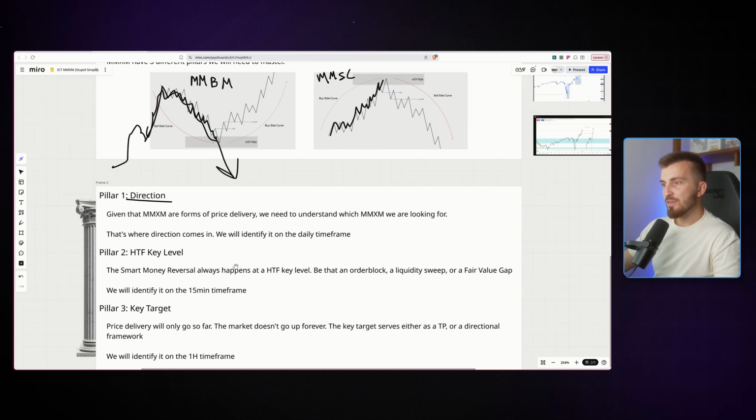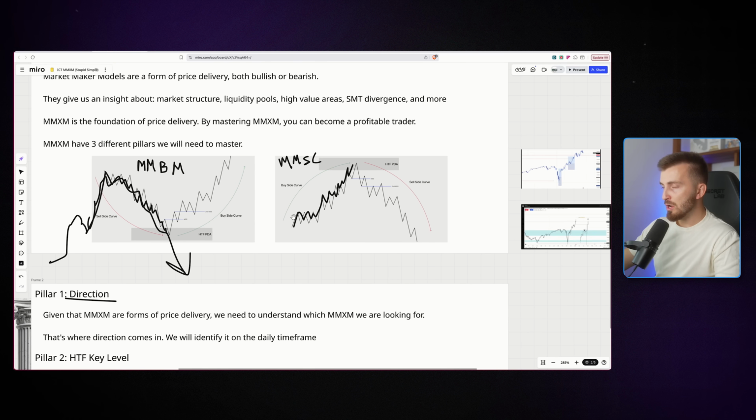Then the higher time frame key level. You notice that the market doesn't react just out of anywhere. The market needs a reason as to why it's reacting. It's a liquidity sweep, it's a fair value gap, it's an order block. There needs to be a higher time frame key level, because if there isn't a higher time frame key level paired with direction, then you don't know what you should be trading. You don't know if it's a market maker buy model or a market maker sell model.